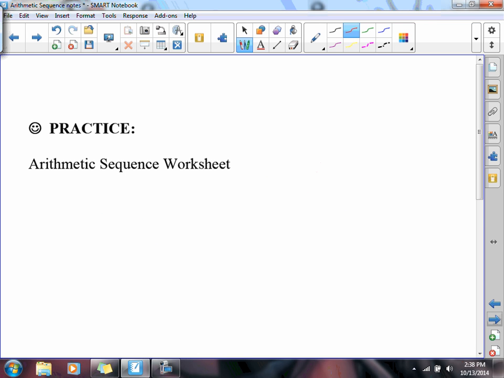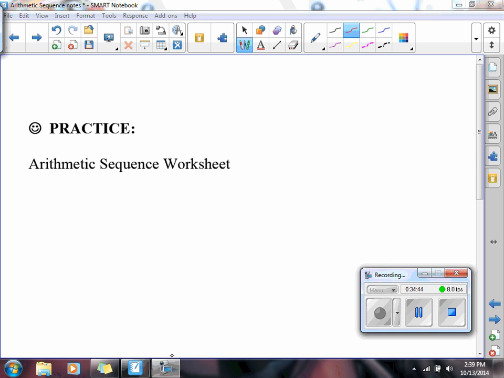So your homework for tonight is an arithmetic sequence worksheet. There's not a section in the book on arithmetic sequences, so that's why we've given you the worksheet. Hopefully you picked one up in class. If not, they're on the class website, and you can go there and print one off. And if you have any questions on it, come on in and see me before school.